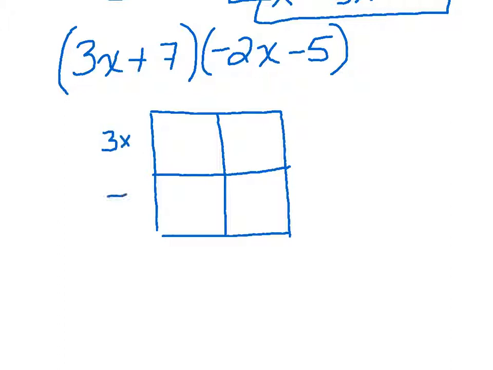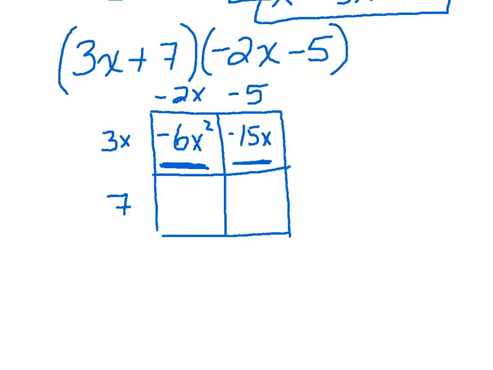And put 3x here, 7 here, negative 2x here, and negative 5. And again, it's just a matter of taking your time. 3 times negative 2 is negative 6. X times x will give me that x squared on that box. This box here, I have a negative 5 times a positive 3x, so that's a negative 15x. This box here, negative 2x times positive 7, negative 14x, and then 7 times negative 5.